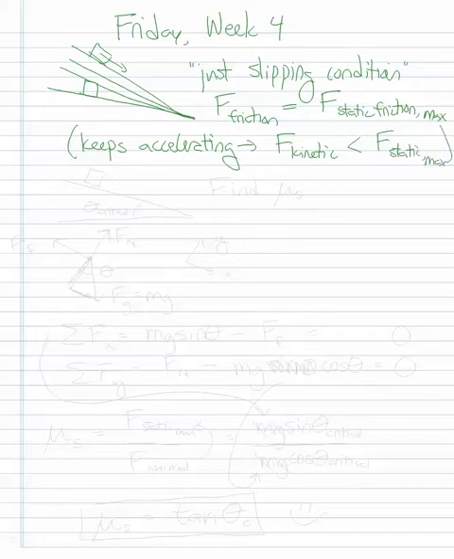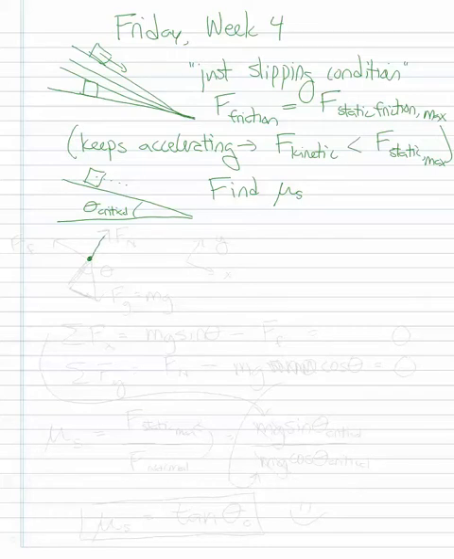Okay, so that was from last problem, but this problem was simply about that critical angle. And so if you imagine that you do this experiment until it just begins to slip down the ramp, we can call that a critical angle. And the question was to find mu sub s. Okay, so I'm going to start with a free body diagram, like I always do.